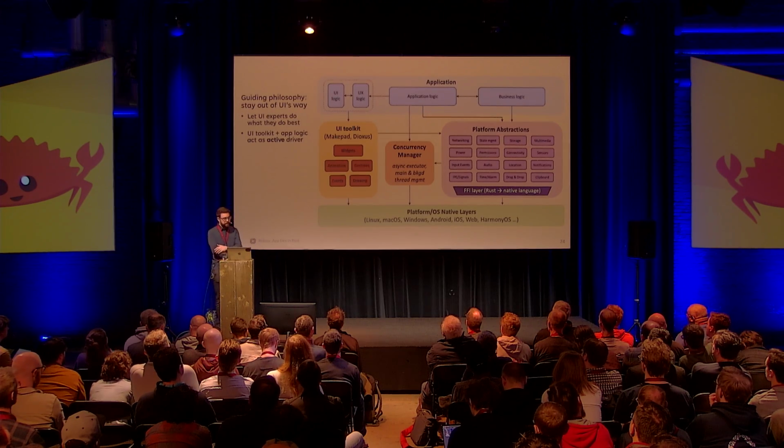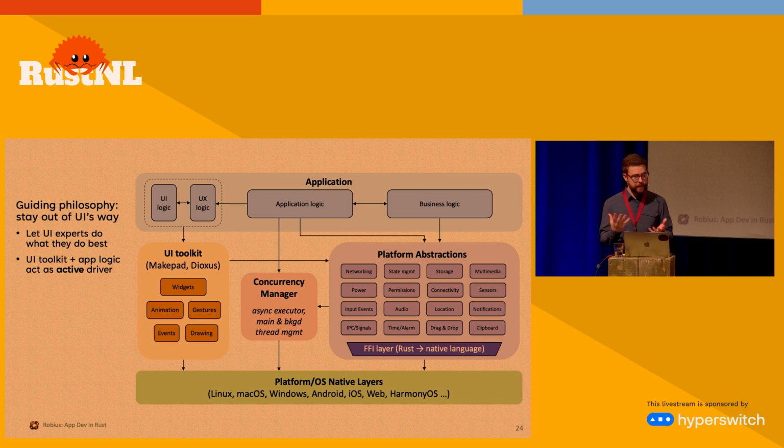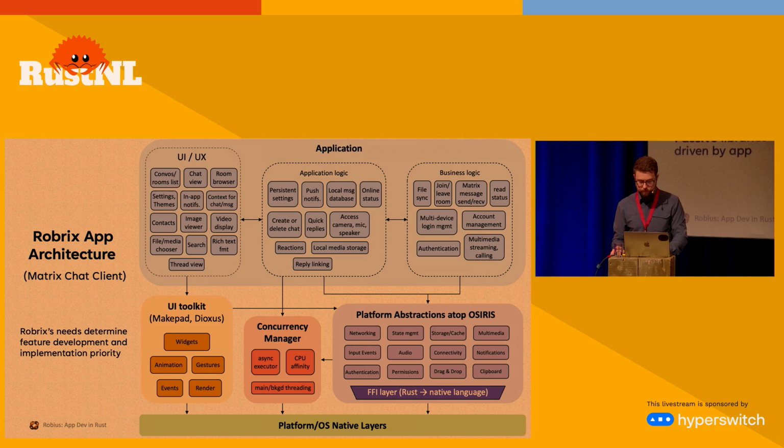So in terms of a philosophy, we generally want to stay out of the UI's way. I'm not a UI person. I don't want to deal with that stuff. I want to let those experts do what they do best and just fill in all the other gaps, right? Like the concurrency management, platform abstractions, and all these nice little features that you need just beyond the UI. So these are sort of passive libraries that will allow any app logic or UI logic to drive these platform features and access them in a somewhat consistent manner.